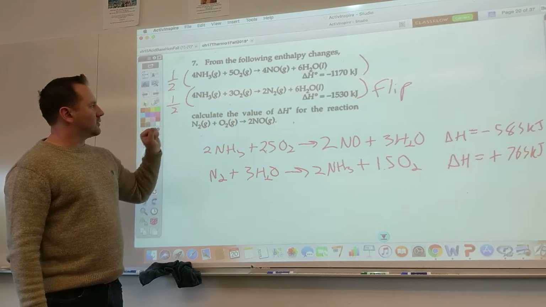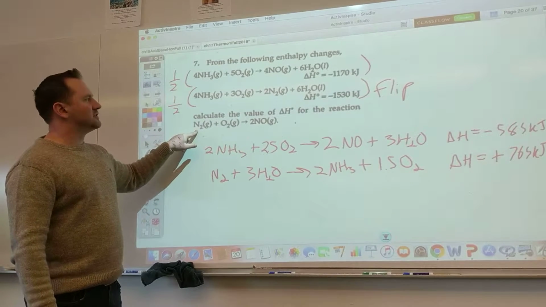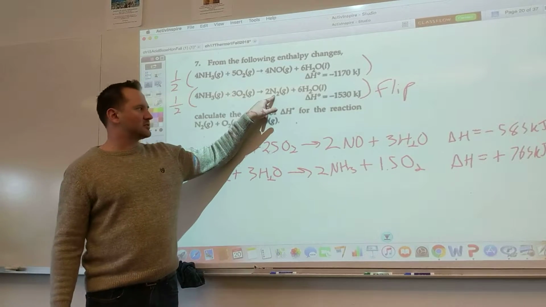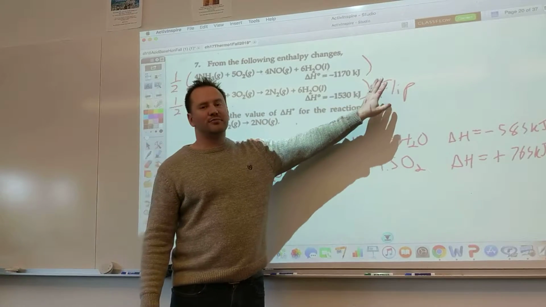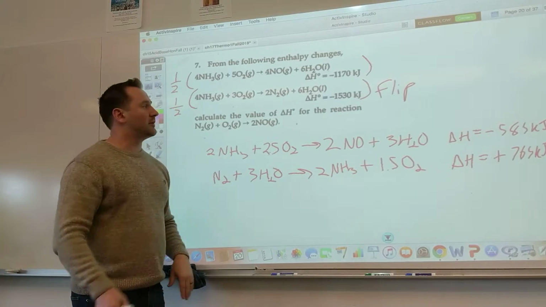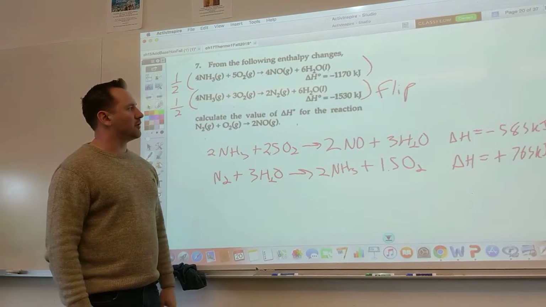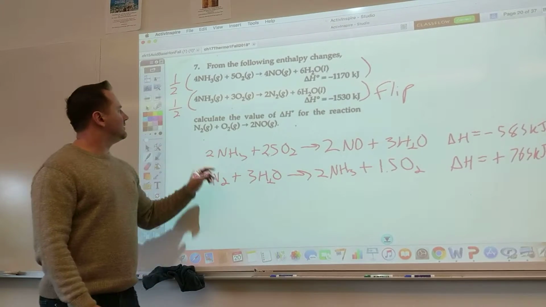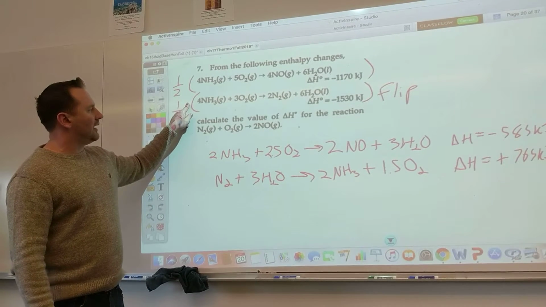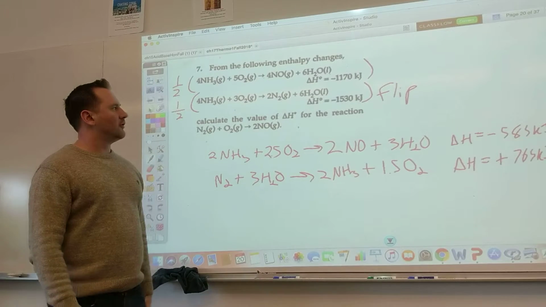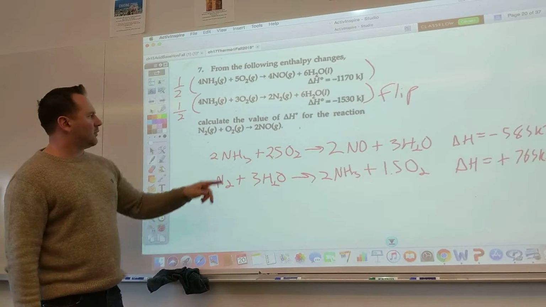Then I look at the next equation, and I go, all right, I see that nitrogen is a reactant, and it's a product in this one. So in my head, I got to think, I need to get that over there. The only way I can do that is by flipping the equation, converting my products to reactants and my reactants to products. But I also see that I only have one N2. So just like in the problem before, I'm going to multiply it by 1/2 so I can get it to have the right coefficient.